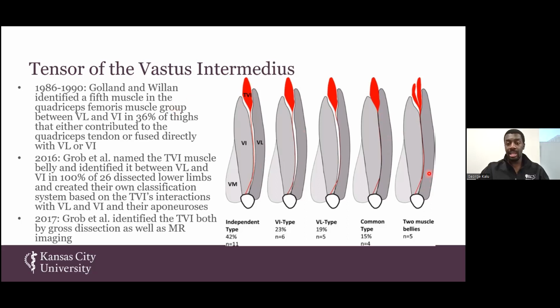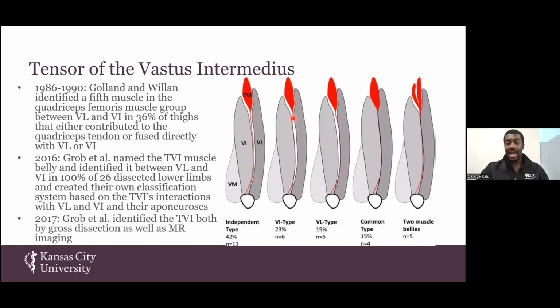And so this was his classification system here. There were five main types. The first one was the independent type, where the TVI was not attached to either the vastus lateralis or the intermedius. It was its own independent muscle group or muscle.